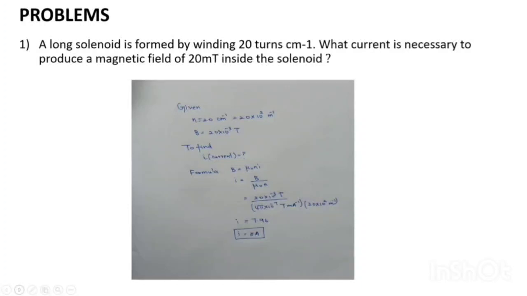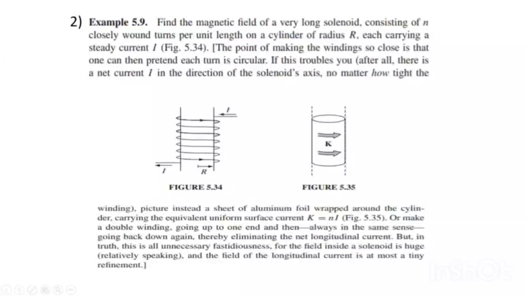So let's get into the next question. The question is: find the magnetic field of a very long solenoid consisting of n closely wound turns per unit length on a cylinder of radius r, each carrying a current I. From this, in figure 5.34, there is a long solenoid of n turns per unit length, which has a radius r and carries current I.